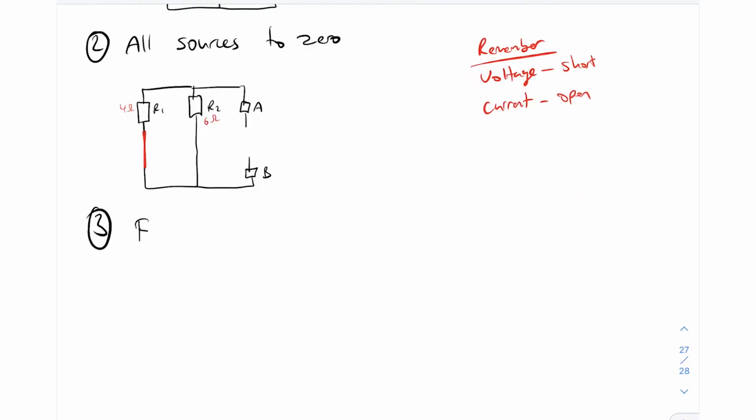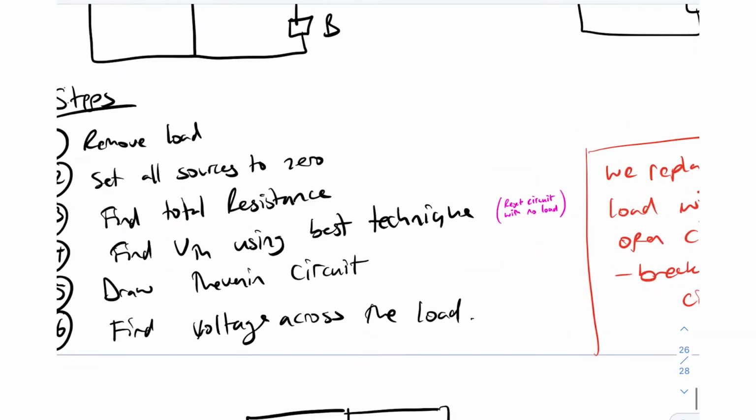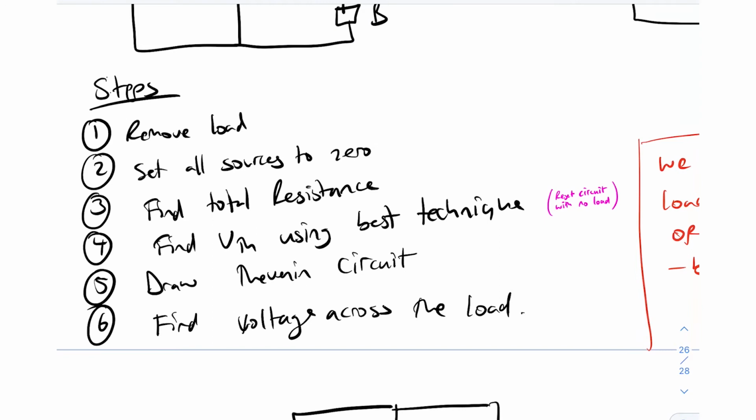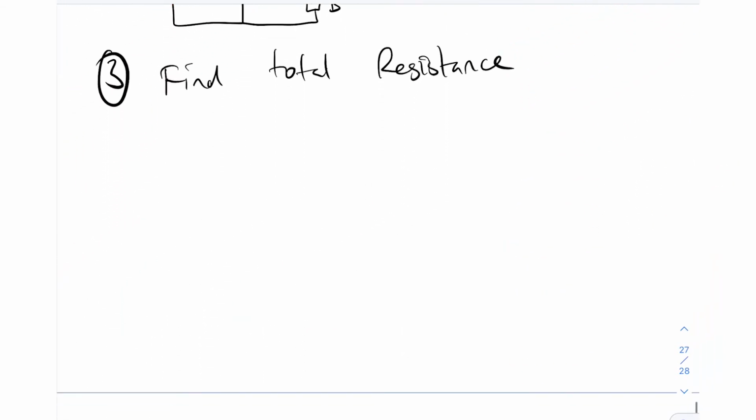Next step is to find total resistance. And you really should memorize these steps. These are my own steps, but you can make your own however you want. I think these are okay. Try and memorize these, so that when I'm going through them, I'm just thinking, okay, what's next? What's next? What's next? So find total resistance.